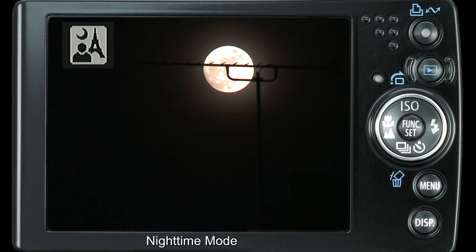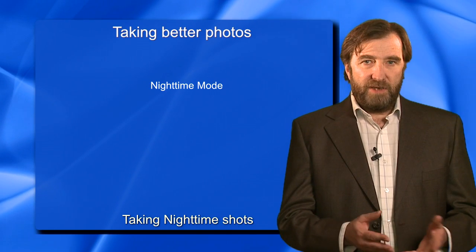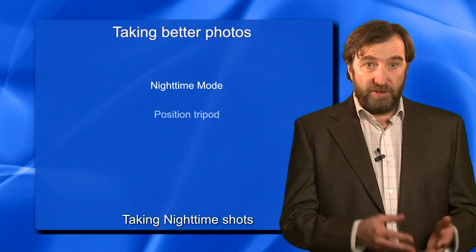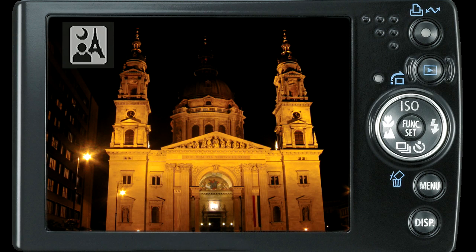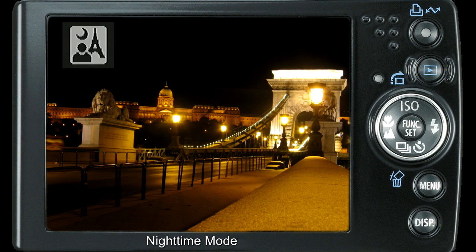Taking a photo of the moon, you want a slow shutter speed, and the camera has to be held steady, so a tripod is essential. Set the mode to nighttime, position your tripod safely, and use the optical zoom only. Take the photo, and you'll notice a longer delay in taking the picture.